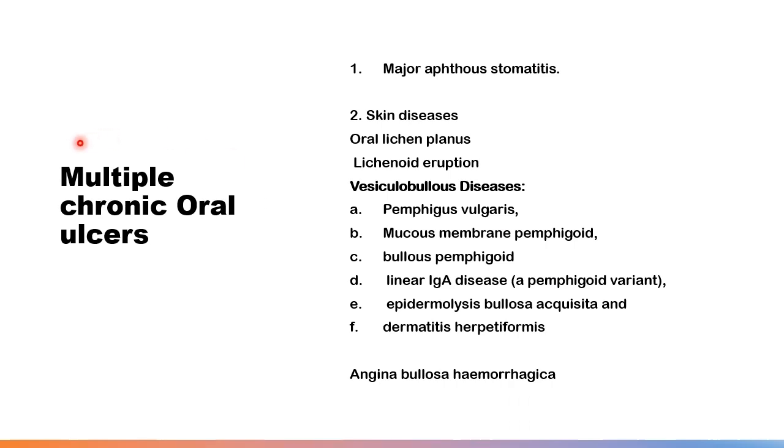We move now to multiple chronic oral ulcers, starting with the very common major aphthous stomatitis, and then the group of skin conditions. The common one of them is the oral lichen planus, and the lichenoid eruption as a hypersensitivity to certain agents and medications, followed by the blistering dermatoses: the pemphigus vulgaris, the mucous membrane pemphigoid, the bullous pemphigoid, and the linear IgA disease, and finally the angina bullosa hemorrhagica.